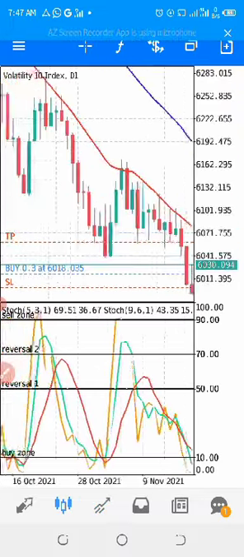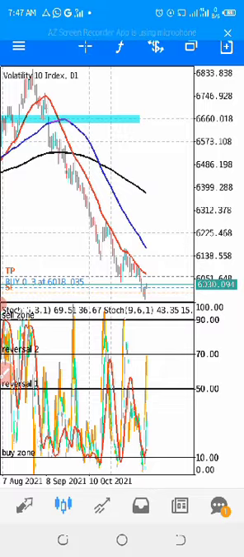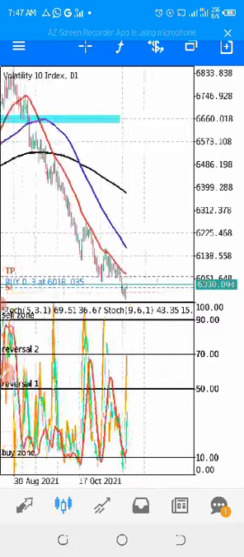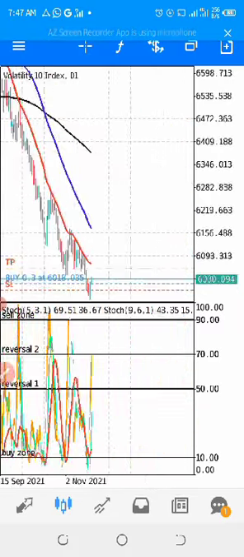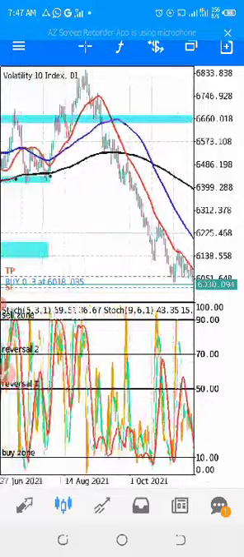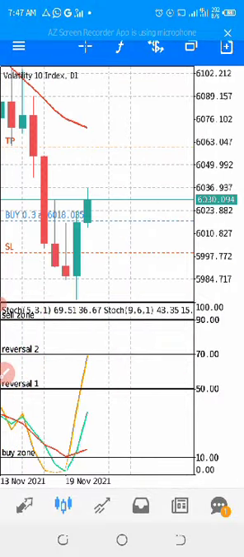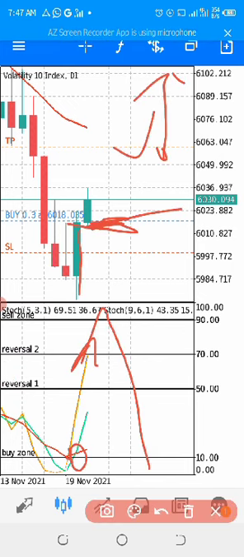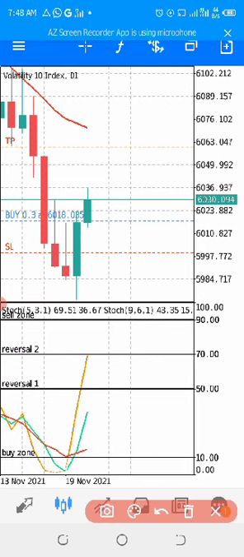Now, after you have done your analysis, the next thing you are going to do when you are confused about the market direction, how do you take your trade? You come and click on this plus sign. Just click on this plus sign.